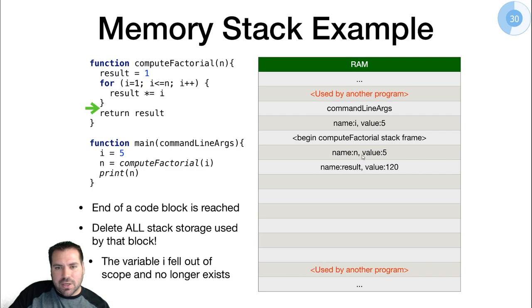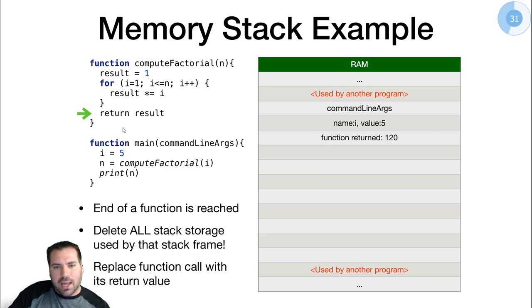We do have a result inside the stack frame. We find it. It has value 120. So our return value of this stack frame is going to be 120. We're returning 120. So this whole stack frame is now destroyed because we hit the end of its block.